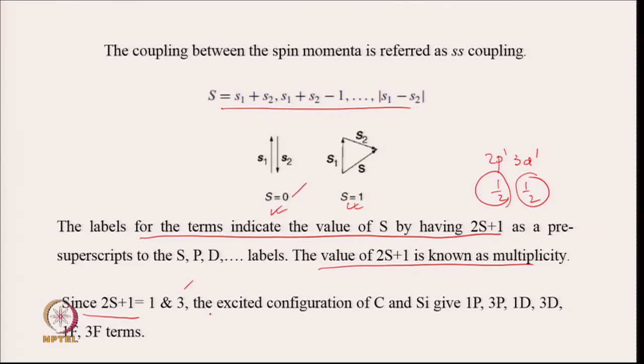And so, the excited configuration of carbon gives 1P, 3P, 1D, 3D, 1F, 3F, and these are all superscripts. So, please note it will be a pre superscript. It will be before the letter, as a superscript.